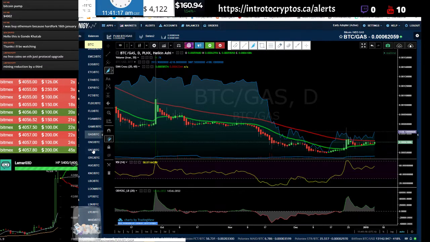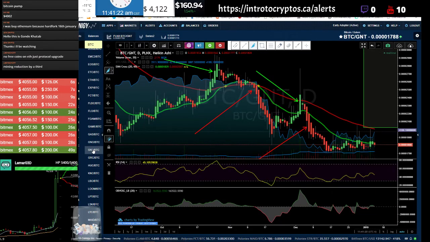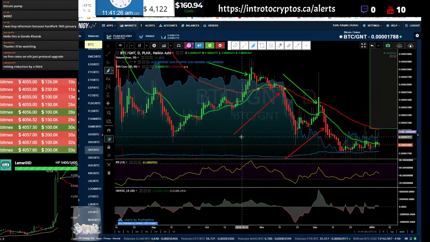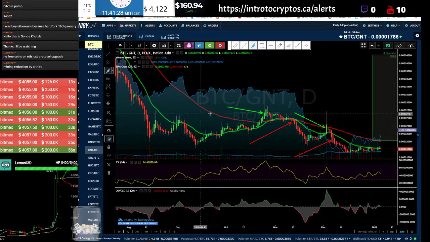Okay, so they're moving towards proof of stake, and they're doing it in stages. Pretty cool. All right, here's another one. GNT, Golem Network Token. This one tagged us in our trading alerts here.